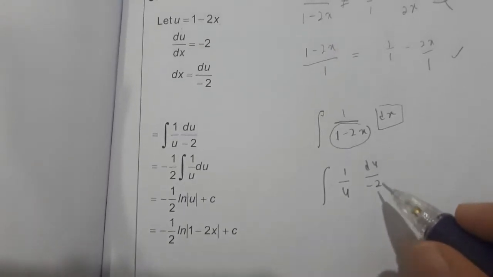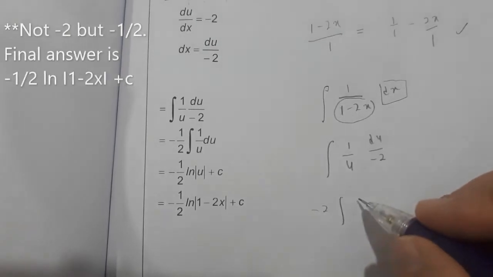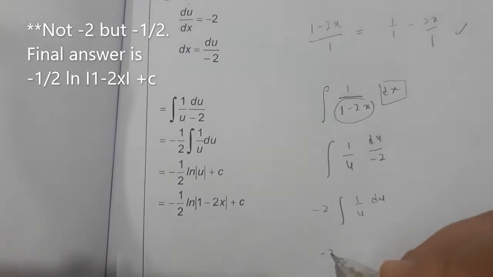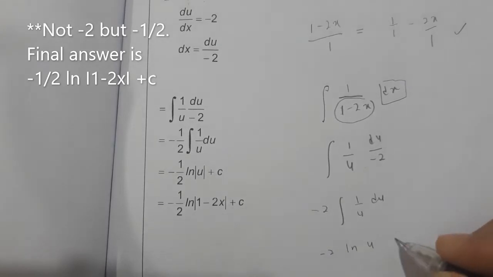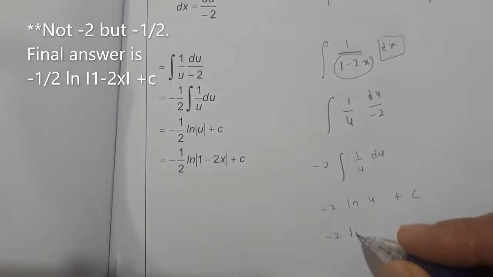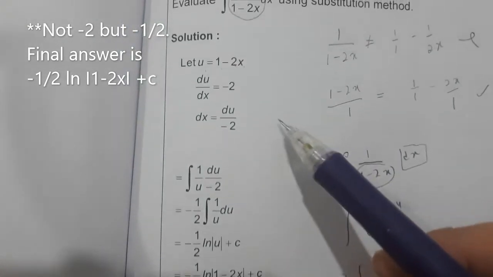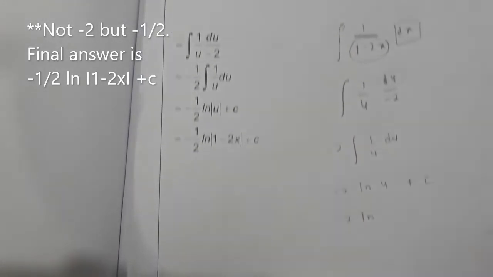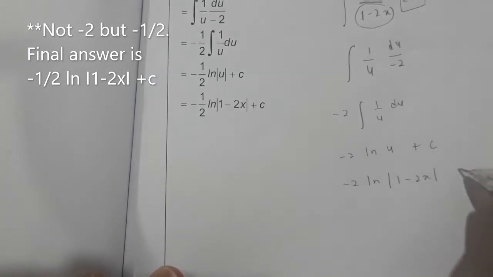Okay, we can factorize negative 2, and we are left with 1 over u du. Integrate 1 over u is ln u plus c. And then for the final answer, replace u by the original. Originally u is equal to 1 minus 2x. So negative 2 ln of 1 minus 2x plus c.